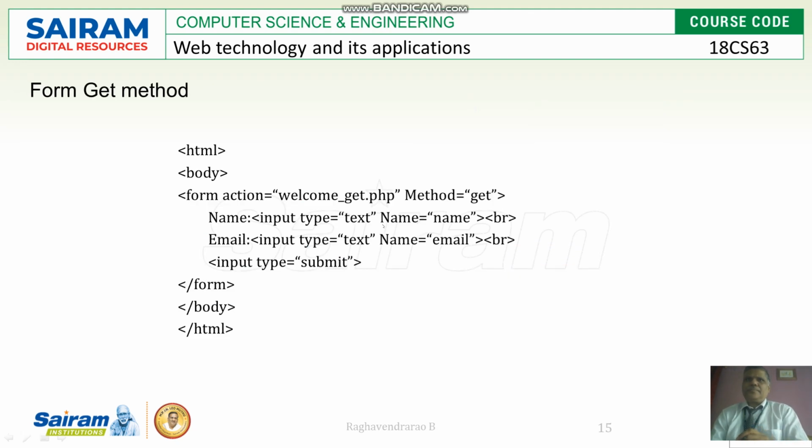If you are going to use the GET method, you can use it like this also. It's the same program. The form action is welcome_get.php, and the method is going to be the GET method. Username and email are going to be there, and a submit button. So this is another example of the GET method.